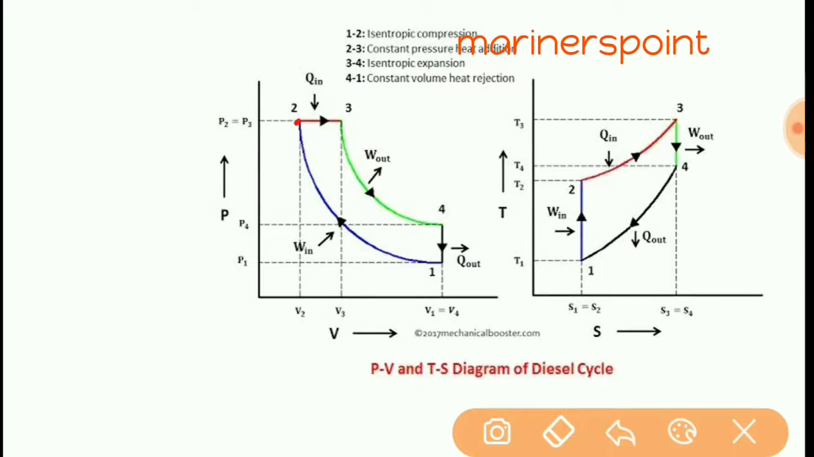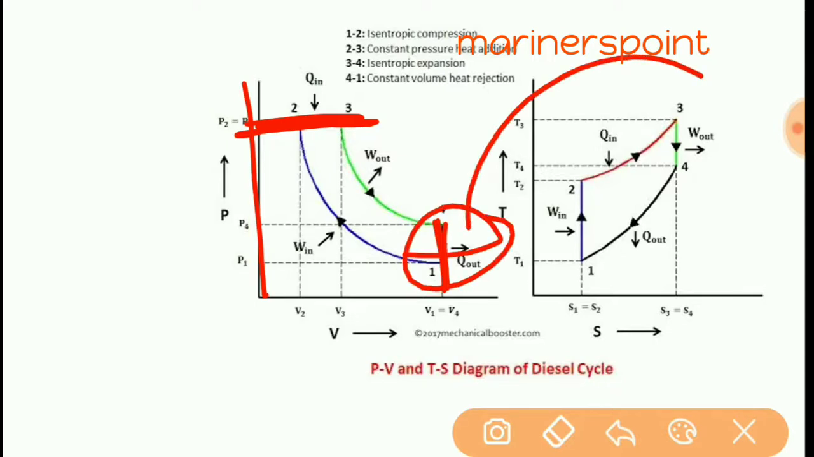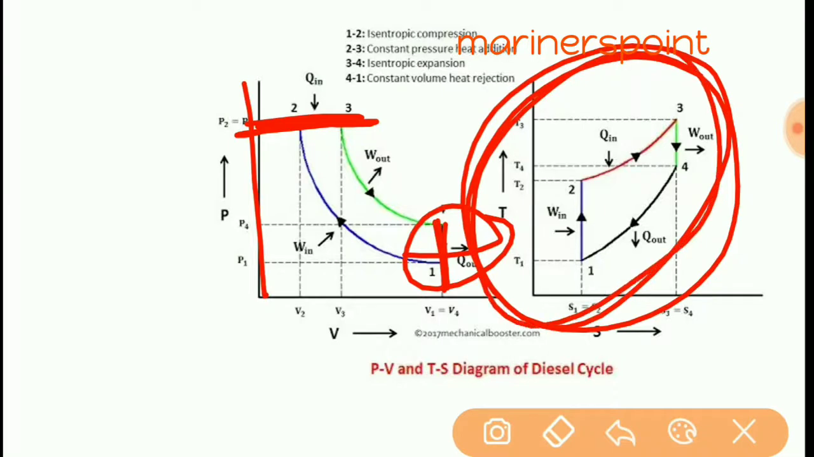Constant pressure. This is your pressure. You can see pressure is fixed, and here volume is fixed. The heat is rejected at constant volume, and you have to memorize this diagram. That is the entropy, temperature versus entropy diagram of the diesel cycle.